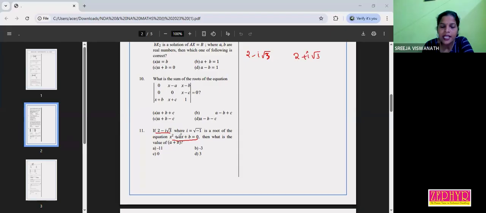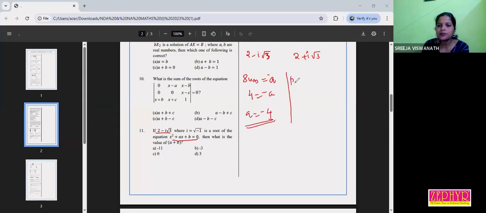Given the roots of this equation, what is the formula for the sum of roots? Minus b by a. So here the sum is equal to minus a, the coefficient of x. Sum means 2 minus i root 3 plus 2 plus i root 3. That is 4 is equal to minus a. a is equal to minus 4.